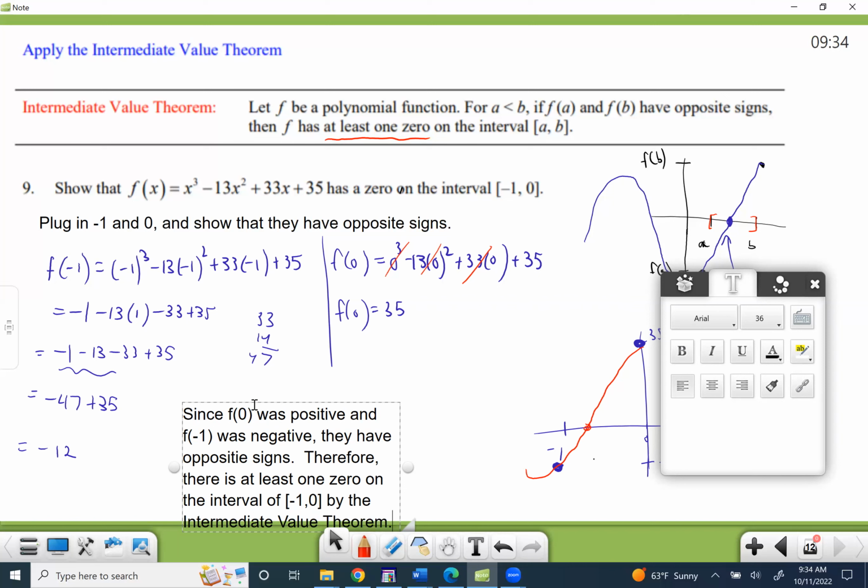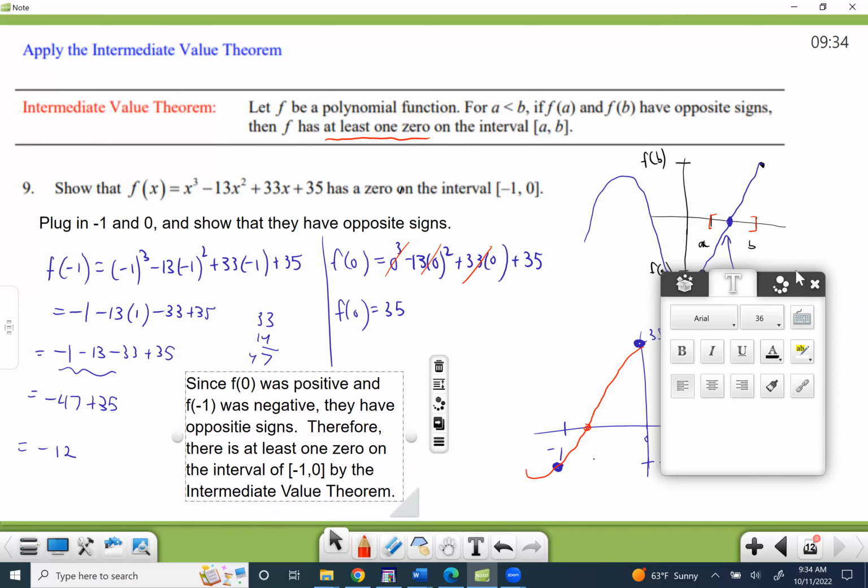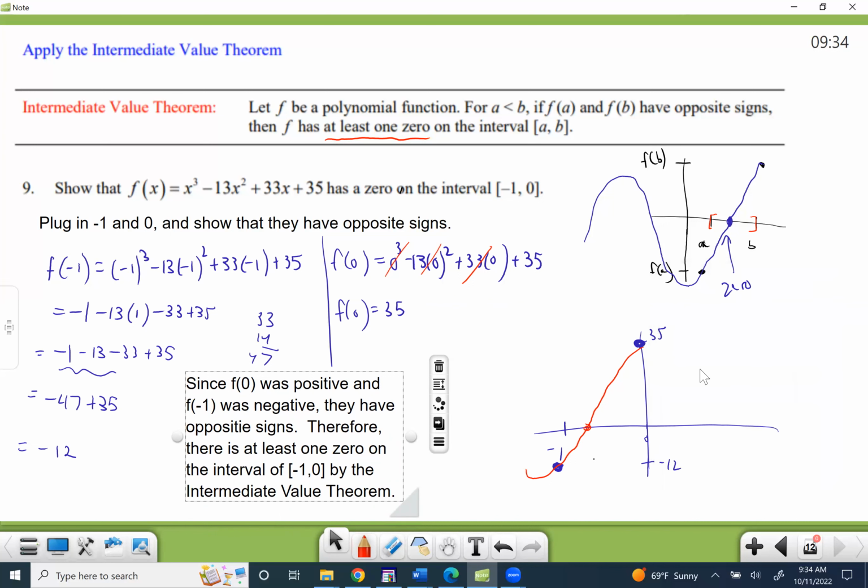All right, hopefully that makes sense. So plug in the two numbers they give you, and hopefully they have opposite signs, you guys, and then you are good to go.